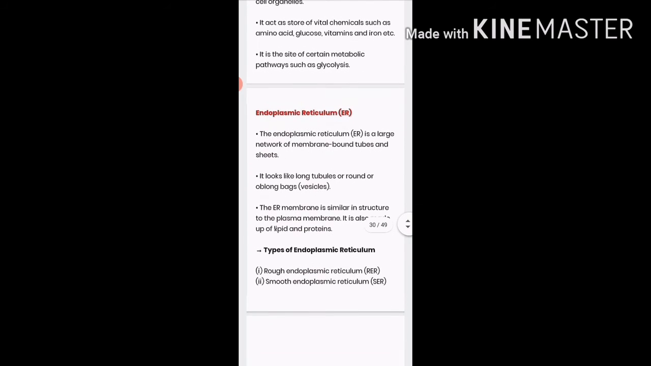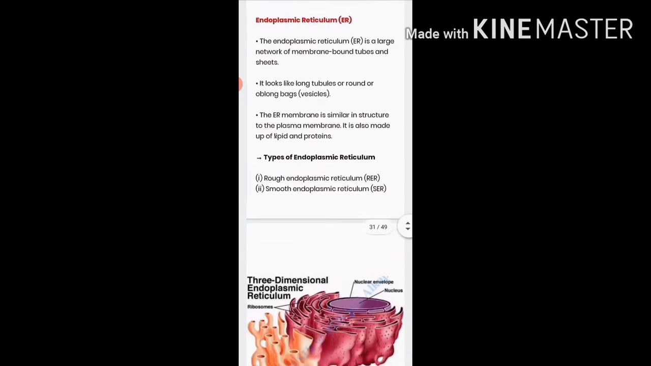Now let us go to the next cell organelle, that is endoplasmic reticulum. Endoplasmic reticulum, in short, we will say it is ER. Endoplasmic reticulums are also known as roadways, pathways of the cell. I'll just show you the slide where you can see how the endoplasmic reticulum are spread all over the cell within the cytoplasm. Before that, there are two types of endoplasmic reticulum, that is rough endoplasmic reticulum and the smooth endoplasmic reticulum. Endoplasmic reticulum are membrane bound tube-like, and they are sheets which are spread all over.